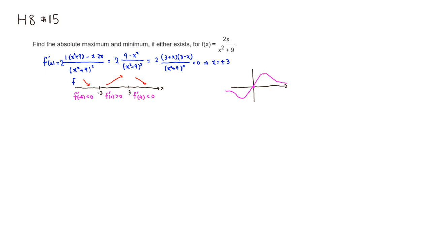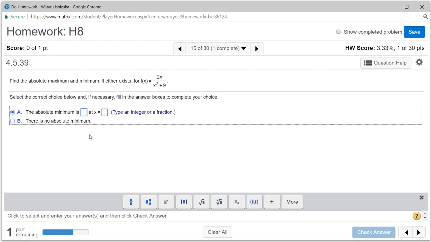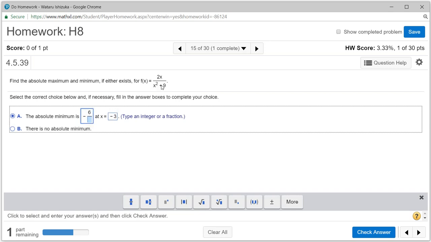So we know that right here at +3 we get the absolute maximum, and at -3 it's going to be our absolute minimum. So let's type in what we want. The absolute minimum is at -3, and we just have to plug in -3, so it's going to be -6 on top. Then -3 squared is 9, and 9 plus 9 is 18. 18 is a multiple of 6, so 18 divided by 6 is 3, and 6 divided by 6 is 1, so it's -1/3.